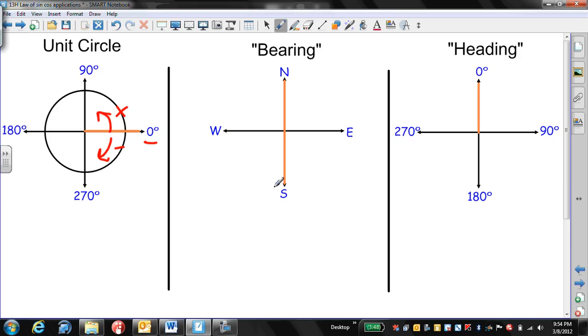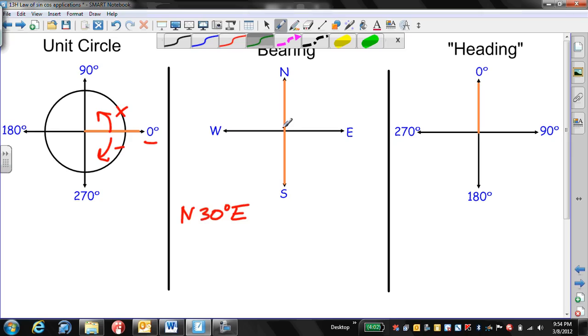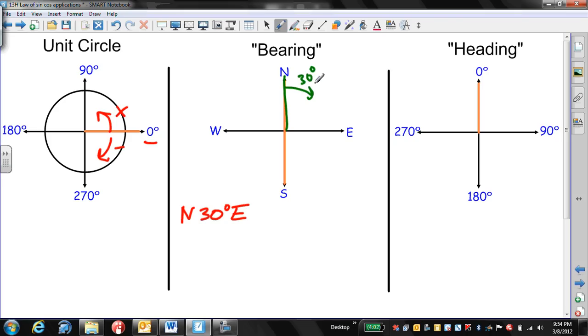So I'm going to give you a notation of something that looks like this. North 30 degrees east. And what that means is you're rotating 30 degrees to the east from the north location. So from here, I'm going to start at the north location, and then I'm going to rotate 30 degrees to the east. So notice the east is to the right, and then that's where I put my terminal side.